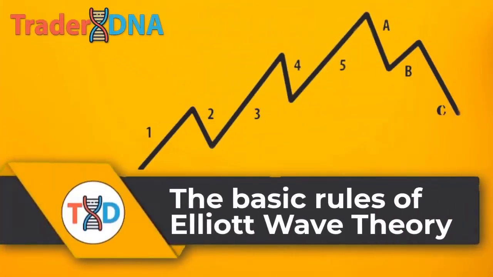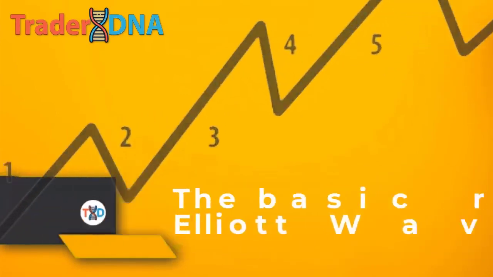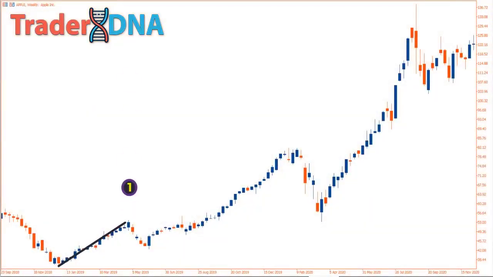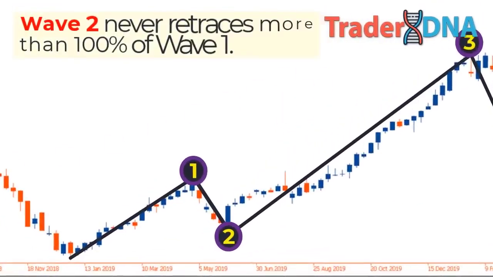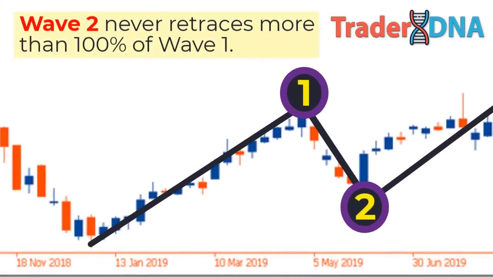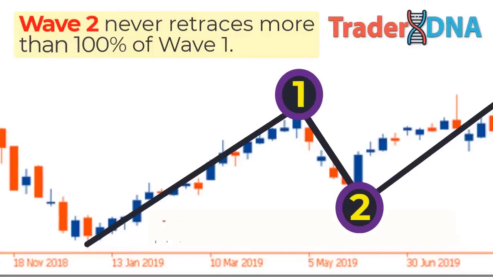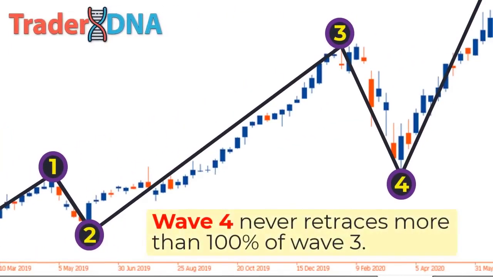The basic rules of Elliott wave theory. The Elliott wave theory has 3 basic rules that must be followed to validate the 5-wave move. Rule number 1. Wave 2 should never retrace more than 100% of wave 1. Typically, the retracement is between 50% and 61.8% of wave 1. Rule number 2. Wave 4 should never retrace more than 100% of wave 3. Typically, it declines between 38.2% and 50% of wave 3.